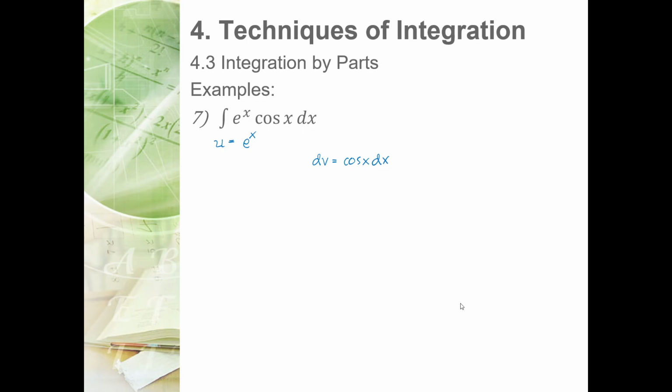Of course, if you want to deal with negative symbols, you may have your cosine x in the u parameter so that you get a derivative of negative sine x. Just don't forget to multiply the negative symbol. So this one, v, is sine x, and du is equal to e to the power of x dx.